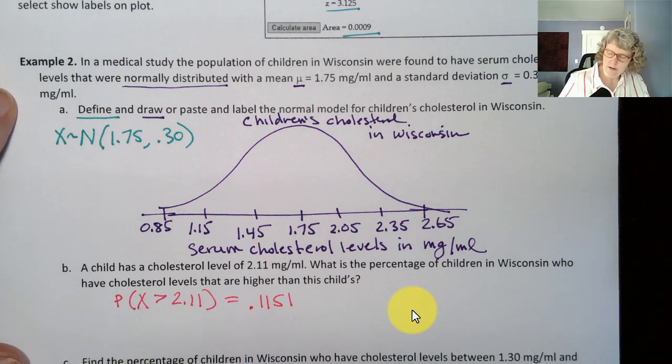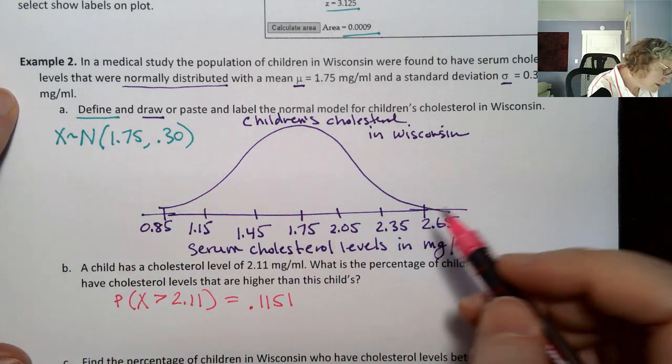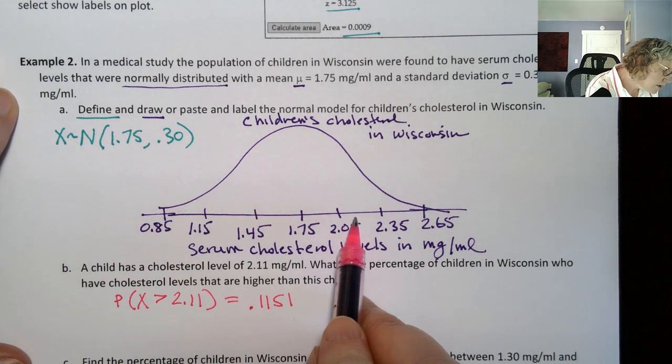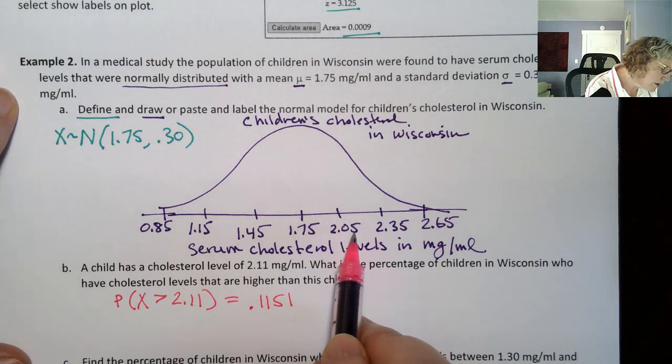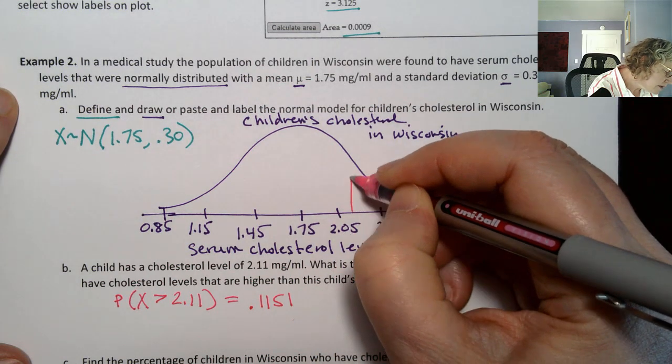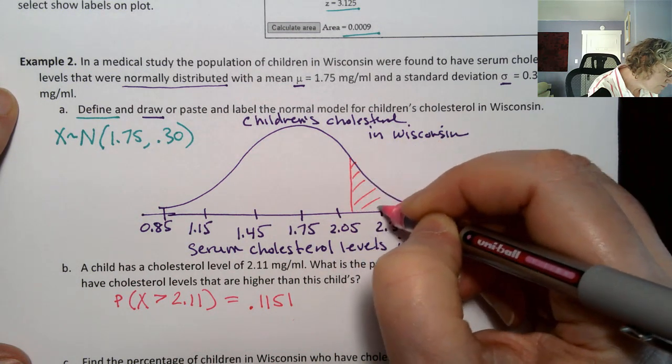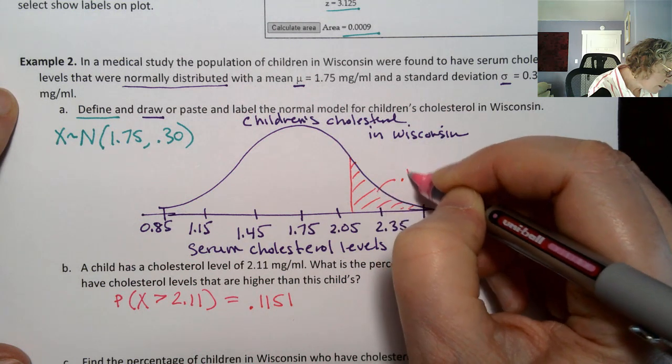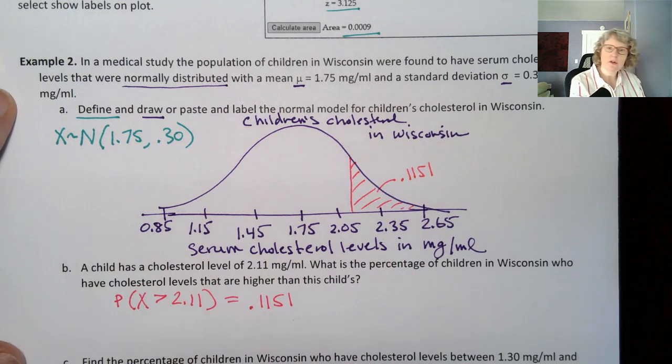So let me do that on the notes. 2.11 is somewhere in here. I don't want to take the time to figure out exactly where. This is 5 and that's 35. I'm just going to estimate. It's 0.1151.